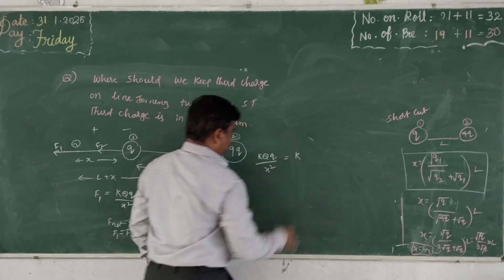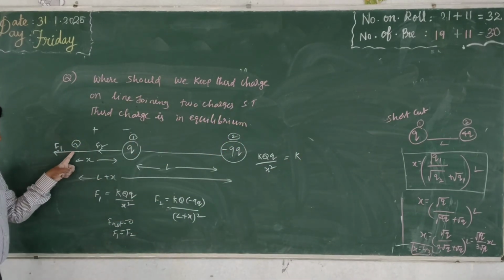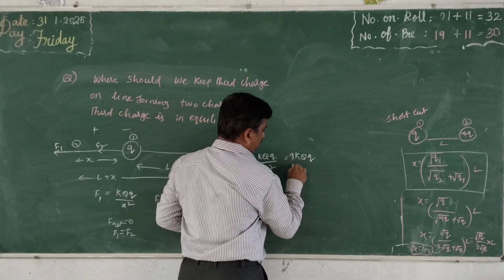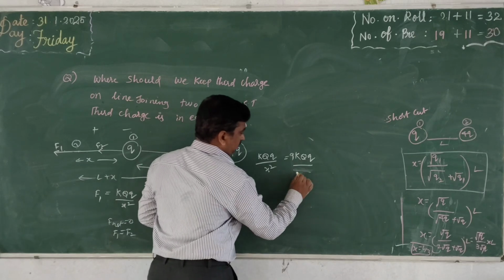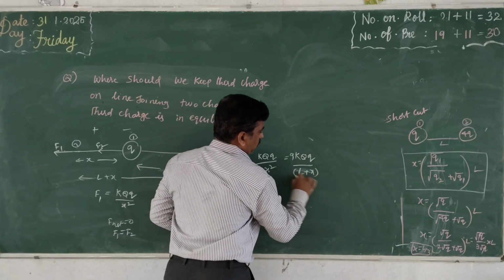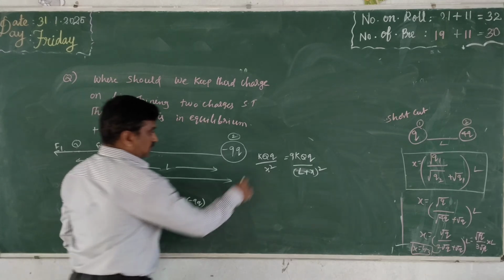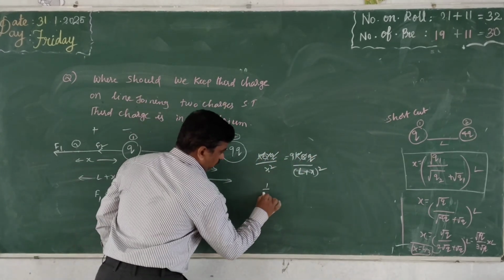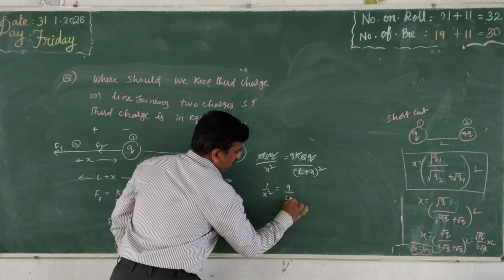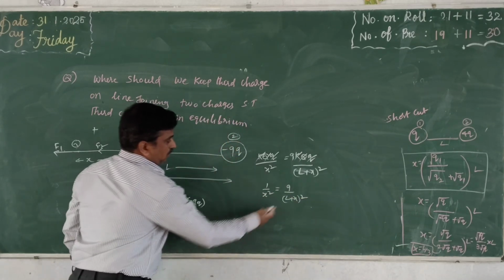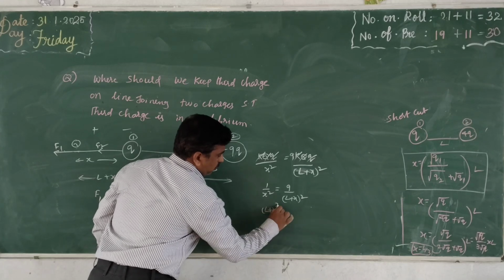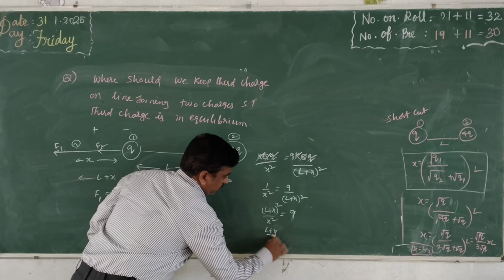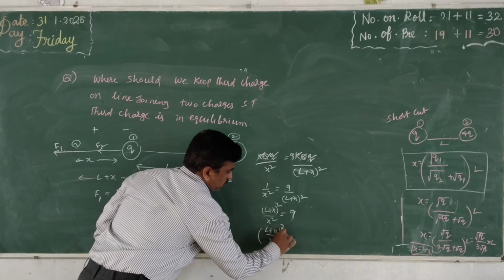What is the force on the second charge now, due to the second charge? That is K into 9Q, capital Q, small q by x square, and L plus x whole square. See, the k cancels, q cancels, small q cancels. What we get? 1 by x square equals 9 by (L plus x) whole square. It changes to 9 (L plus x) whole square by x square equals 9. Yeah, (L plus x) by x whole square equals 3 square.